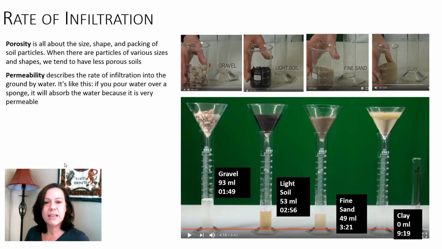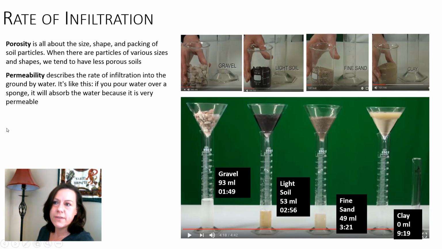Again, this one is the same slide, but these two are the definitions that I want you to pay specific attention to. Porosity is about the size and the shape of the packing materials. So this is going to have more porosity than this, where the particles are of various sizes and shapes, and we tend to have less porous soils. Permeability describes the rate of infiltration into the ground by water. That means if you pour water over a sponge, it'll absorb the water because it's very permeable.